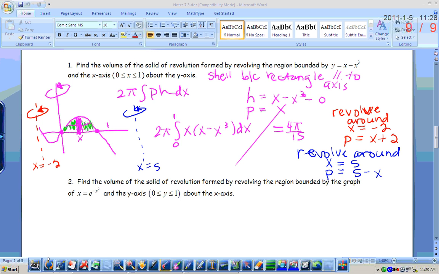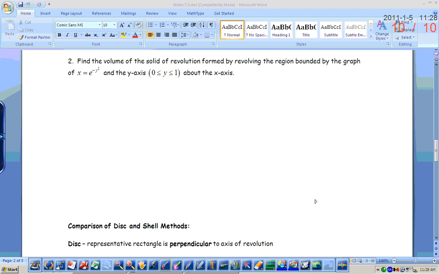Now, had I been revolving this figure around a horizontal line, then the disk or the washer method would have been a good choice, right? Because I could still use my vertical rectangle, but it's perpendicular to the axis of revolution, so I have to use disk or washer.